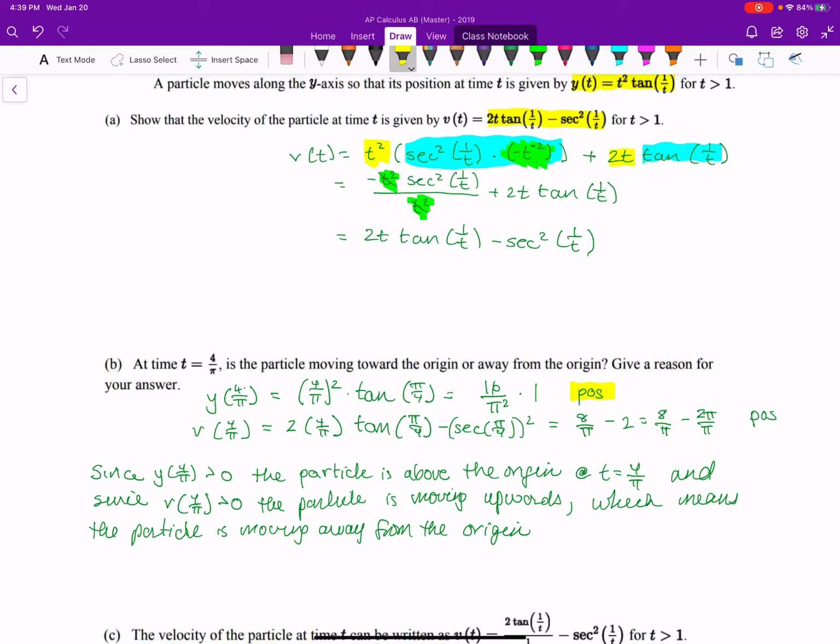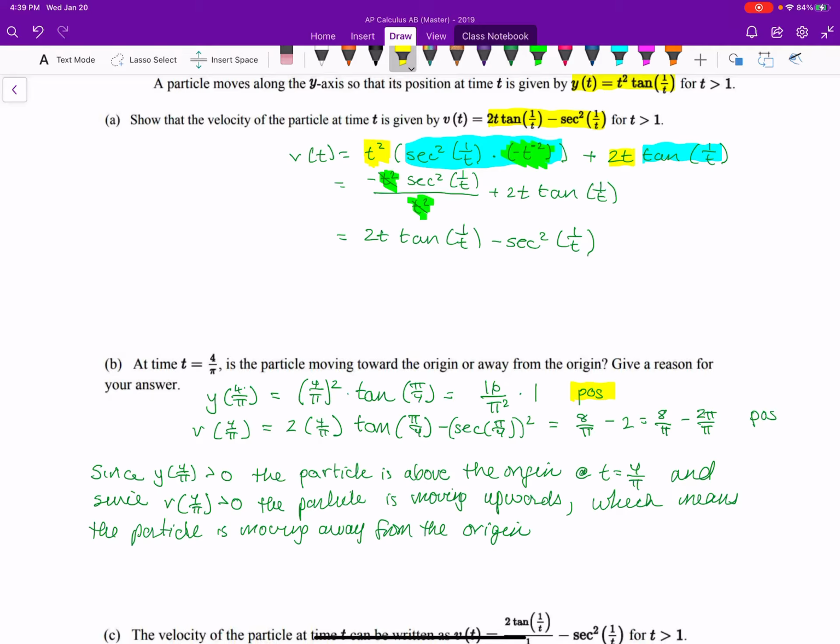And then the same, secant of pi over 4 ends up being square root of 2. So when I square that, it becomes a 2. So 8 over pi minus 2.